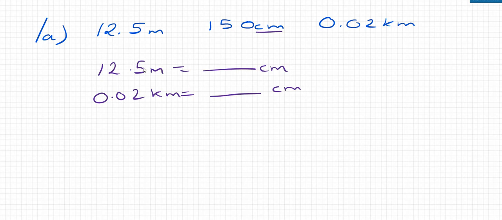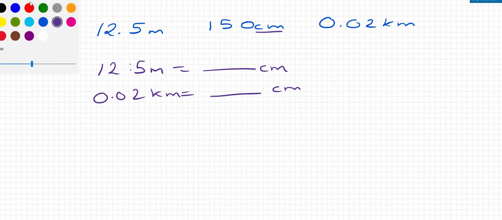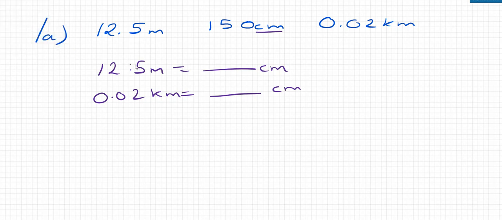So if I am multiplying by 100, I need to move this decimal 2 places to the right. So 1, 2. It's getting a bit messy. So don't forget to add my 0 in there and a decimal point, and that one disappears. So my number will be 1250. Decimal point can now be invisible. So 12.5 meters is 1250 centimeters.